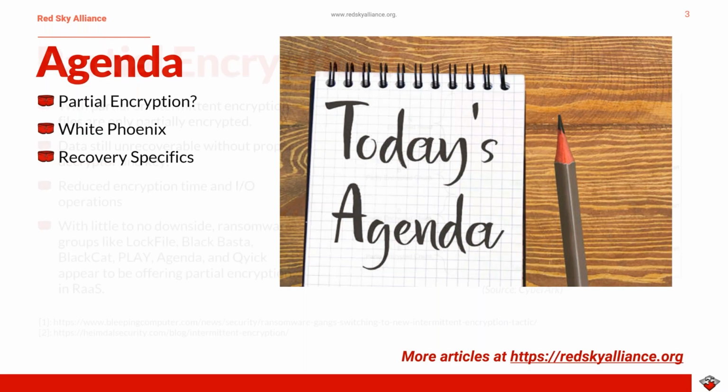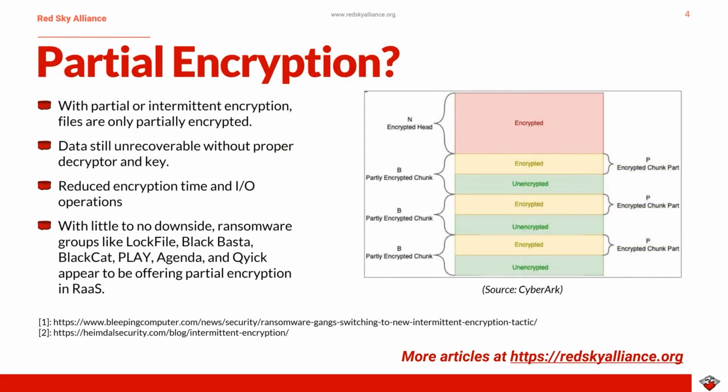So let's get started. To get things rolling, what is partial encryption? As one might expect, this is simply referring to a file that has been partially encrypted. An example of how this could work can be seen over here on the right. The basic task for performing the encryption is that a file is broken up into chunks and some are encrypted while others are not.